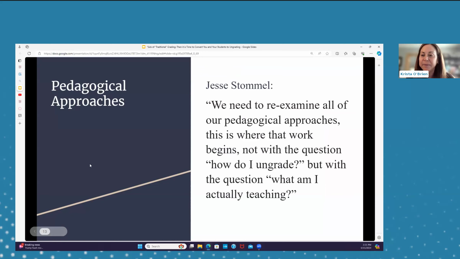Jesse Stommel, he's been famously known for the whole ungrading or mastery-based grading, excuse me. And he says we need to re-examine all of our pedagogical approaches. That is where the work begins, not with the question of why do I ungrade, but with the question of why am I actually teaching, right? We all went into teaching for a reason, probably not to fail our students or to mark them off. We wanted to teach them. We wanted them to learn. So we need to come up with an approach that is actually going to help them to learn.